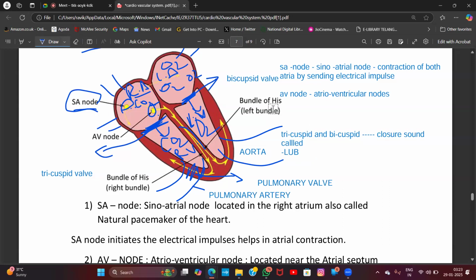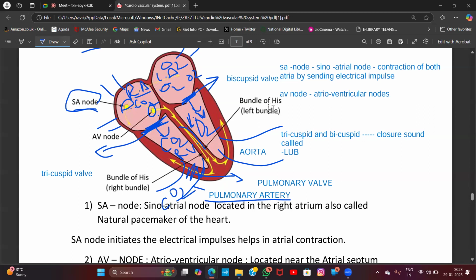Now the bicuspid and tricuspid valves are closed. Now the contraction of the ventricles, the inward movement of the ventricles. Where does the blood move? With the contraction of the right ventricle, the blood moves to the pulmonary artery. The CO2 rich blood moves to the pulmonary artery.